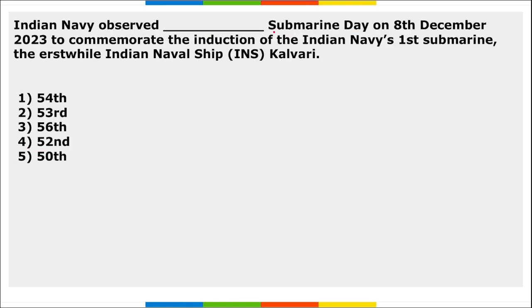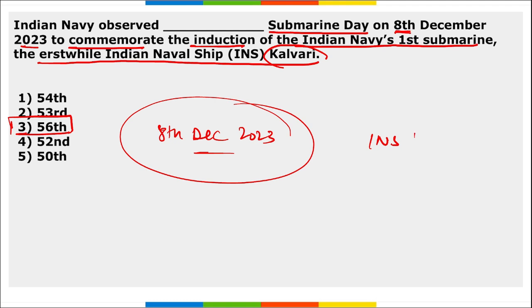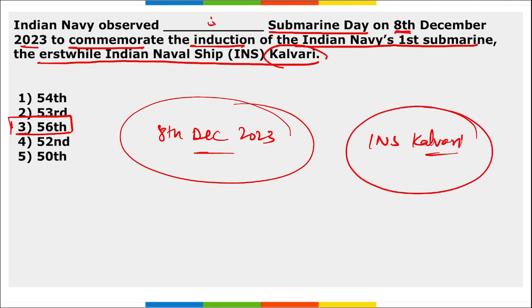Next, the Indian Navy observed Submarine Day on 8th of December to commemorate the induction of the Indian Navy's first submarine, the Eastern-built INS Kalvari. Right? So the Indian Navy observed the 56th Submarine Day on the 8th of December in 2023 to commemorate the induction of INS Kalvari. Right? So this was the 56th Submarine Day observed on 8th of December.